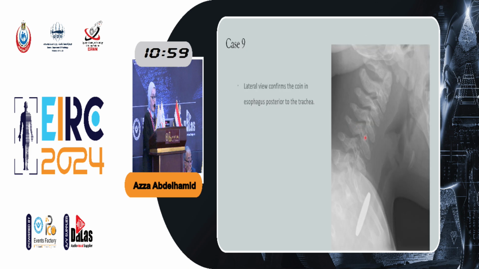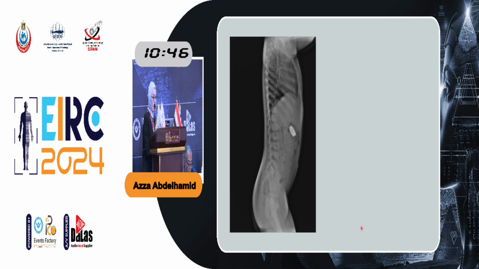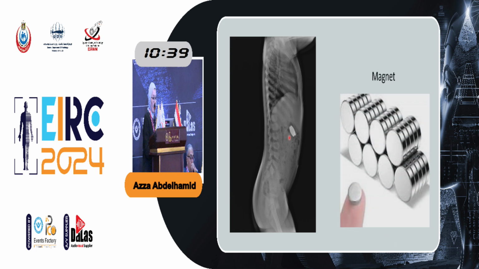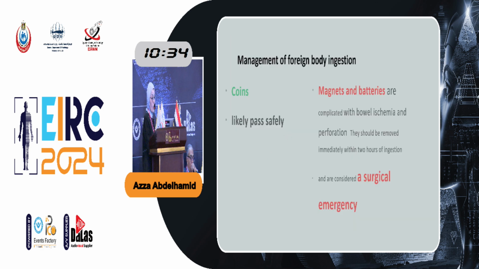Take care. Of course, a lateral view if the foreign body is located in the esophagus is essential because it's located posterior to the air-filled trachea, so you know that this is in the esophagus. What's this? Chain. When you see this chain, this is a magnet, okay? Ingestion of a magnet is a surgical emergency because coins usually pass safely, but magnets and batteries are complicated with bowel ischemia and are considered a surgical emergency, should be removed at once.